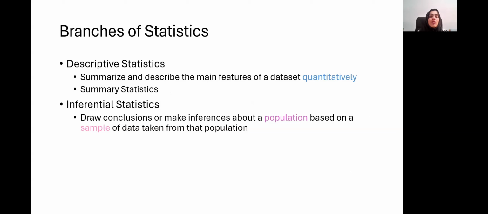Statistics can be divided into two main branches. The first one is descriptive statistics, which deals with the summary and description of the main features of a dataset in a quantitative manner. For this reason, these values that we learn from data as numerical outcomes are also known as summary statistics or simply the summaries. The inferential statistics, as its name indicates, deals with drawing conclusions or making inferences about the population based on a sample of data taken from the population.